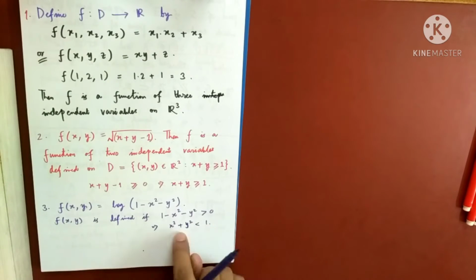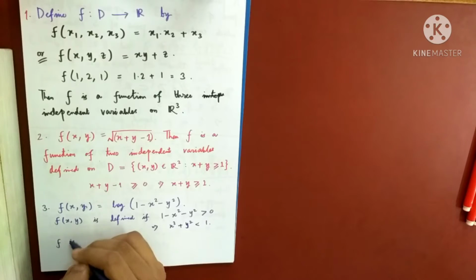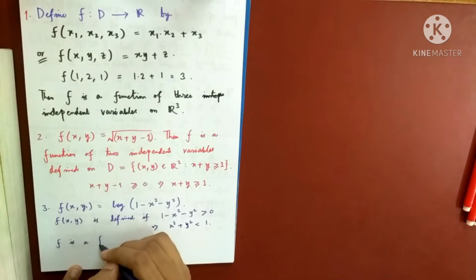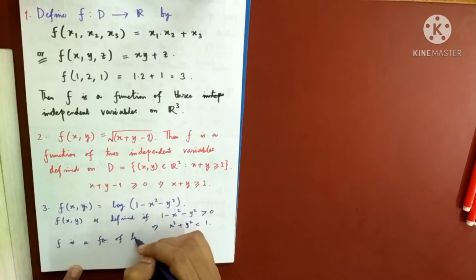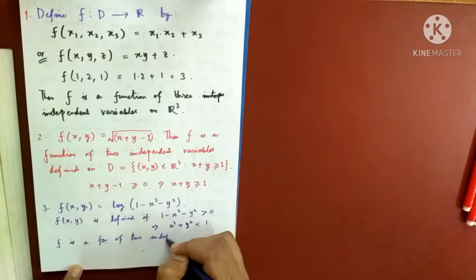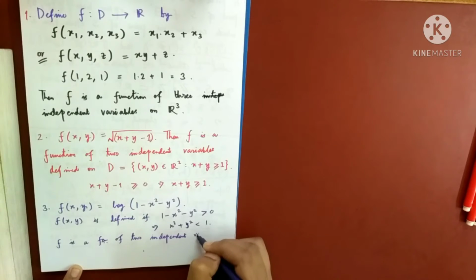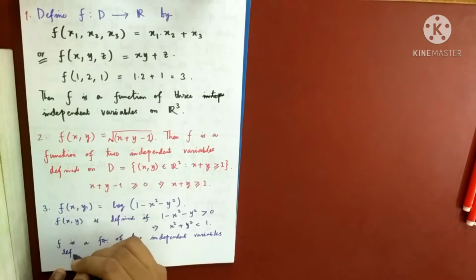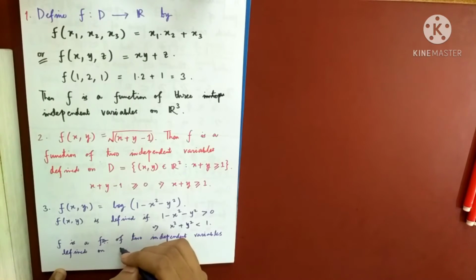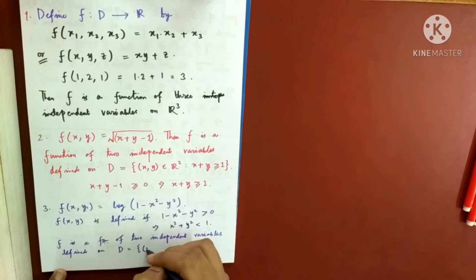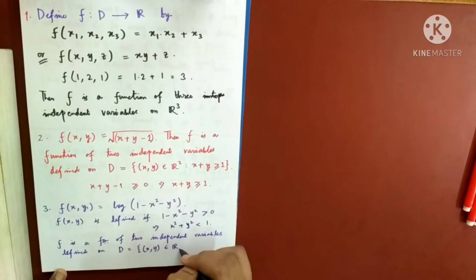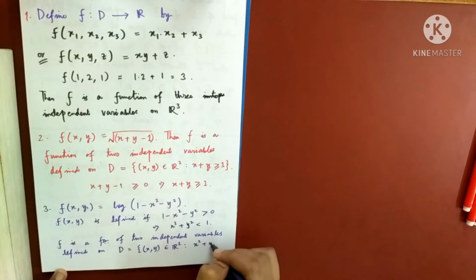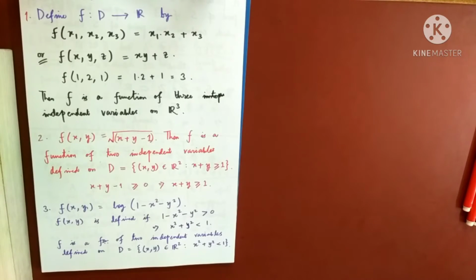So what is the domain of this function? That means f is a function of two independent variables defined on the domain D, which is all (x, y) in R2 such that x square plus y square is strictly less than 1. On this domain the function is defined.